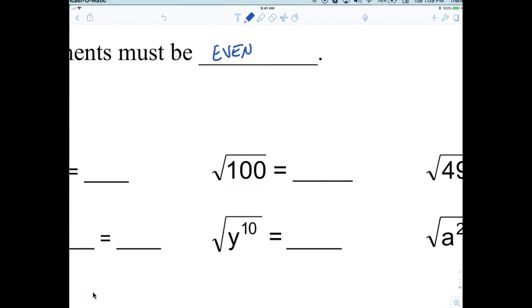Now notice, x to the 16th. What is the square root of x to the 16th? Very good. X to the 8th, not x to the 4th. That is a common mistake.